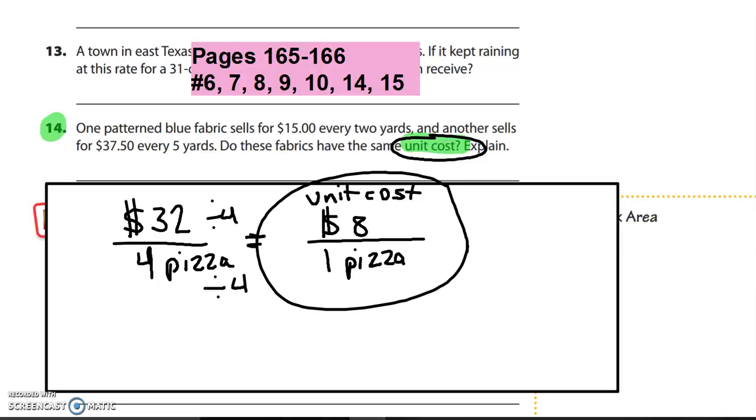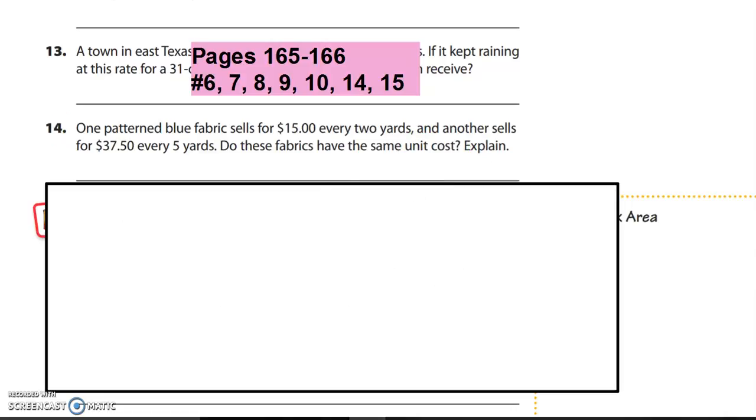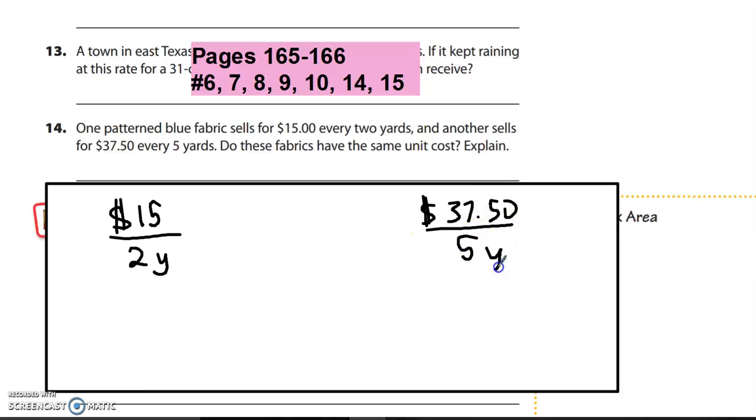So now, we're going to do the same thing on these, except we're talking about this fabric. So there's 2 different deals. One of them is $15 for 2 yards. And the other one is $37.50 for 5 yards. And this is not one where I try to figure out if they're equal to each other. Well, you are actually trying to figure out if they're equal to each other, but I wouldn't set it up next to each other. What I would do is simply find the unit cost of this one, find the cost for 1 yard, and find the cost of this one, find the cost for 1 yard.